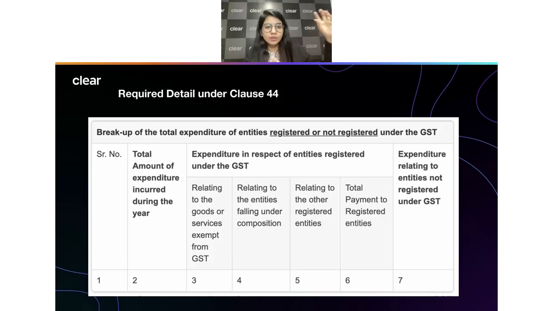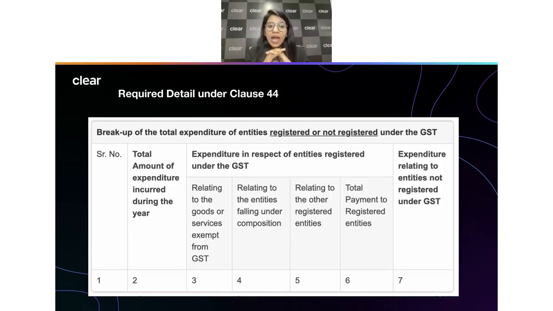They just want to understand this total expenditure: whether it was in respect of purchases from a registered person, purchases from an unregistered person, and even within purchases or expenditure from a registered person, what was in relation to exempt supplies, what was purchased from a composition person, and what was other than that. That is what they're asking for, right?